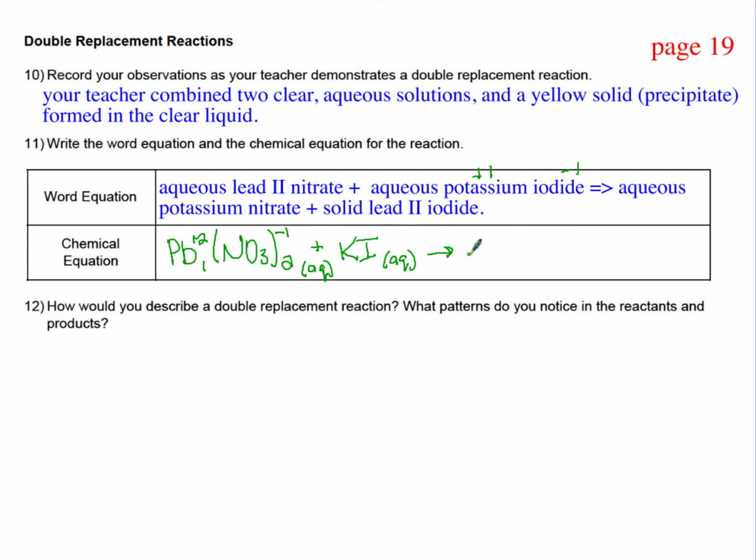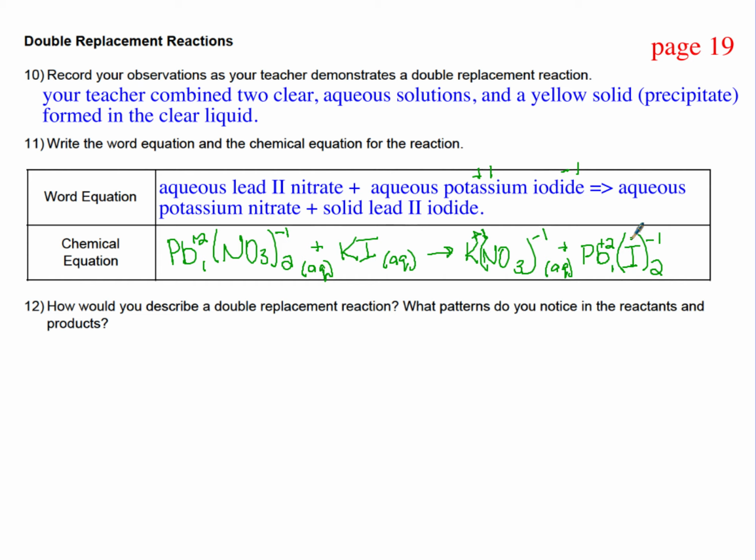And it forms aqueous potassium nitrate. So that's KNO3. And again, +1, -1, so I don't need to do anything. My charges are equalized. And that's aqueous, plus solid lead(II) iodide. So Pb, the Roman numeral 2 tells me it's a +2 charge. And iodine, I don't know why I put the parentheses around that. That was kind of silly. PbI2, because I is a -1, +2, -1, right?